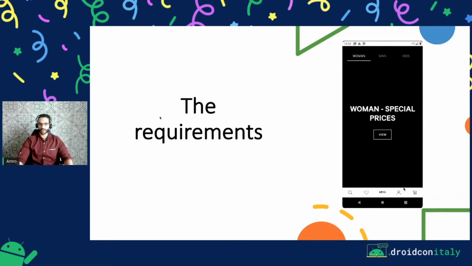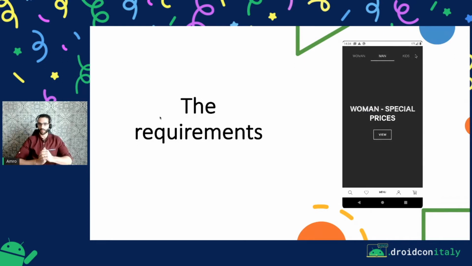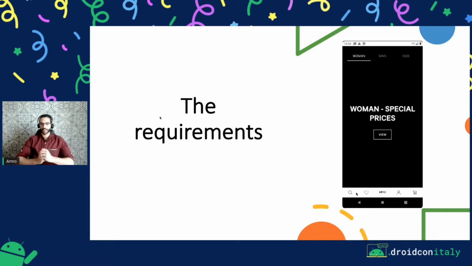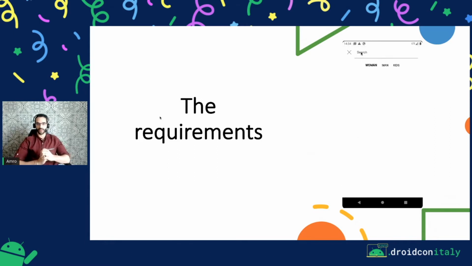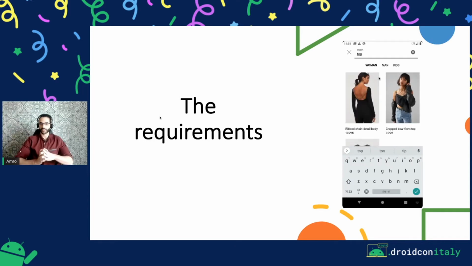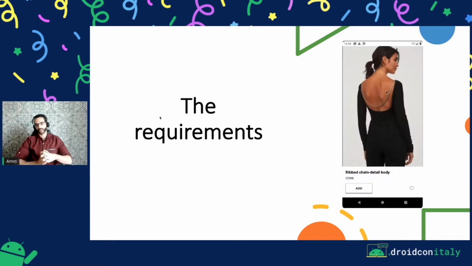Okay, before we start, let's discover the requirements of our application. Our application will be a small e-commerce application that will have a home page, and from there the user can go to the search page, and in the search page can search for some articles, and then he can select an article to view the detail of that specific article.